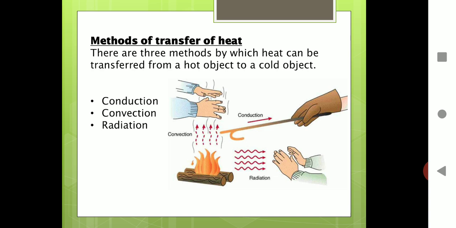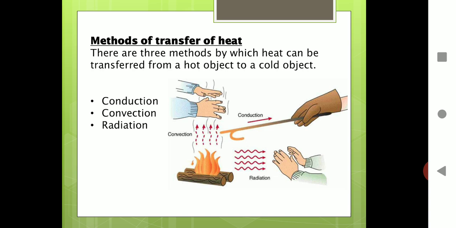Now, how is heat transferred between two objects which differ with respect to temperature? There are three methods by which heat can be transferred from a hot object to a cold object. The first method is known as conduction, the second method is convection, and the third method of transfer of heat is known as radiation.